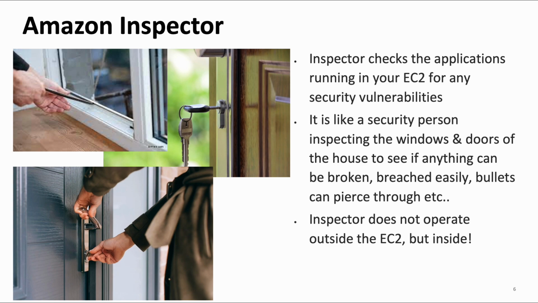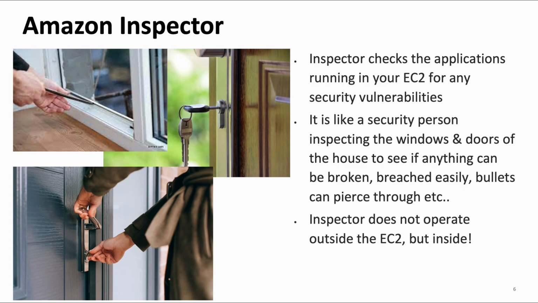Now let's see the next one, which is Amazon Inspector. What does Inspector do? Well, Amazon Inspector checks your EC2 and the applications running in the EC2 for any security vulnerabilities. That's what it checks. So it is something like a trained security personnel entering the house of your VVIP, and then he or she will check if all the doors are proper, all the locks are proper, all the windows are proper, or are there any vulnerabilities? Can people break open the door easily? Can people break open the windows easily? Are the locks locking properly? Can the bullets pierce through the walls or pierce through the doors, windows, etc.? All these things will be checked by this inspector.